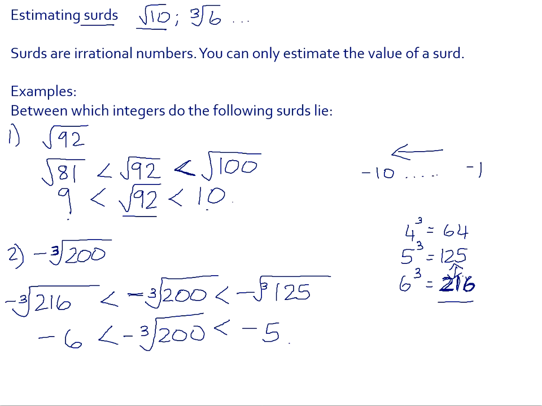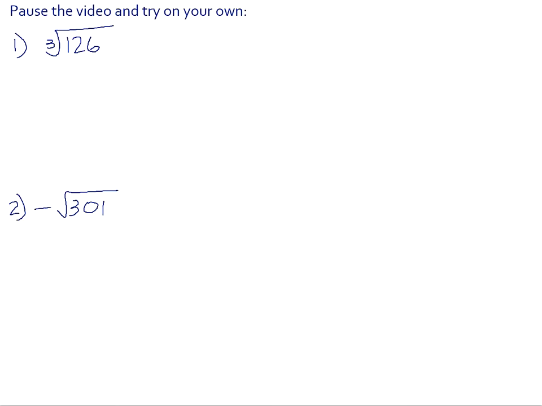You have got some examples in your homework book to try, so please pause the video and try these. Number one, the cube root of 126. So we want to figure out what numbers that lies in between, cube root of 126. So we need to find the two perfect cubes on either side of 126.